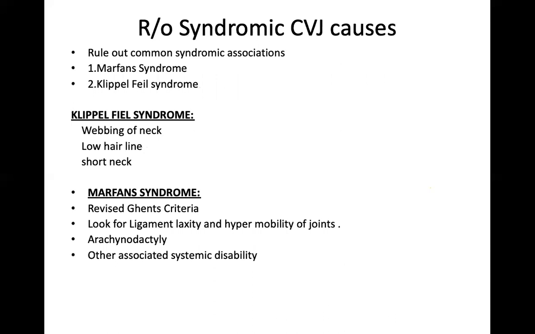Then syndromic CV junction: it is important to rule out common syndromic associations, Marfan syndrome and Klippel-Feil syndrome. Klippel-Feil is webbing of the neck, low hairline, short neck. This has to be asked even in the history, and also has to be checked in examination. In Marfan syndrome, the arachnodactyly, the ligament laxity, the arm span to height ratio, and you just revise all the criteria which are used to diagnose Marfan syndrome.